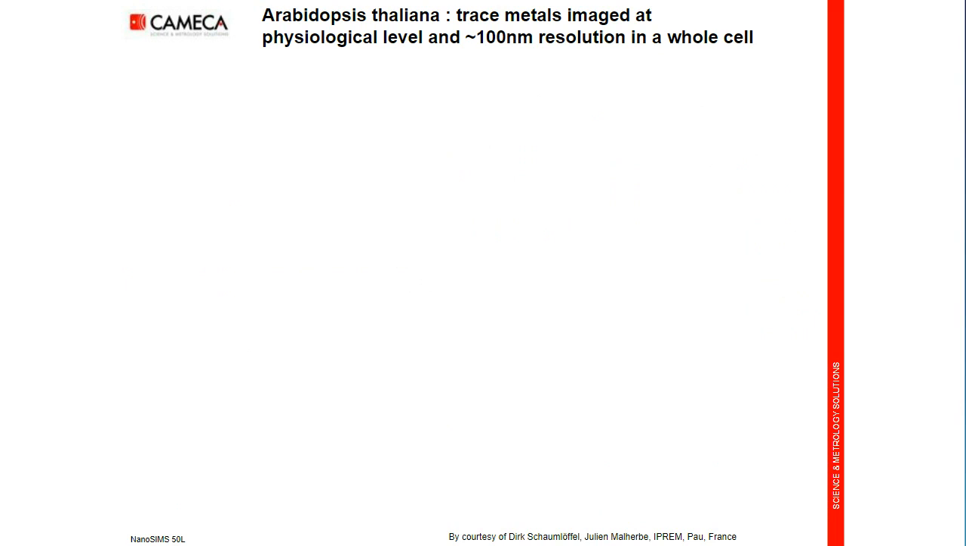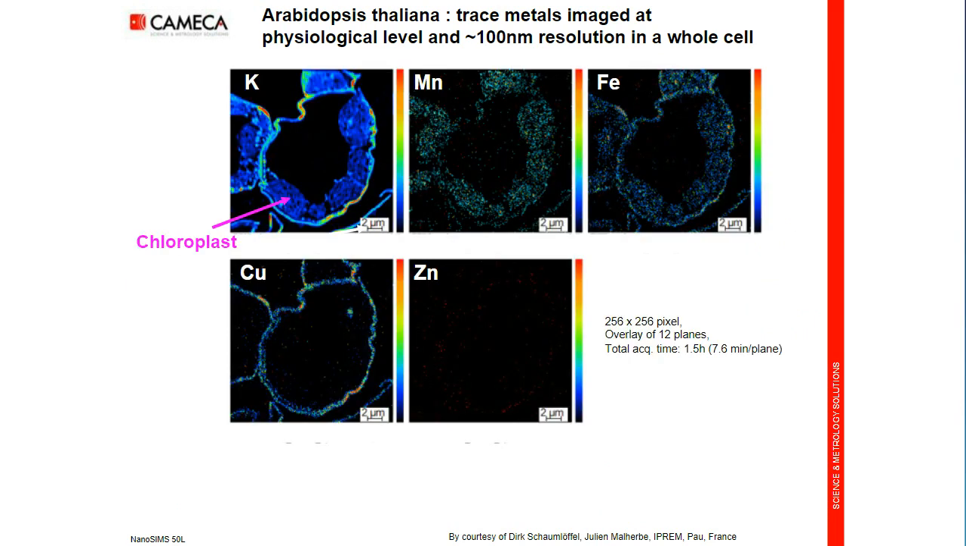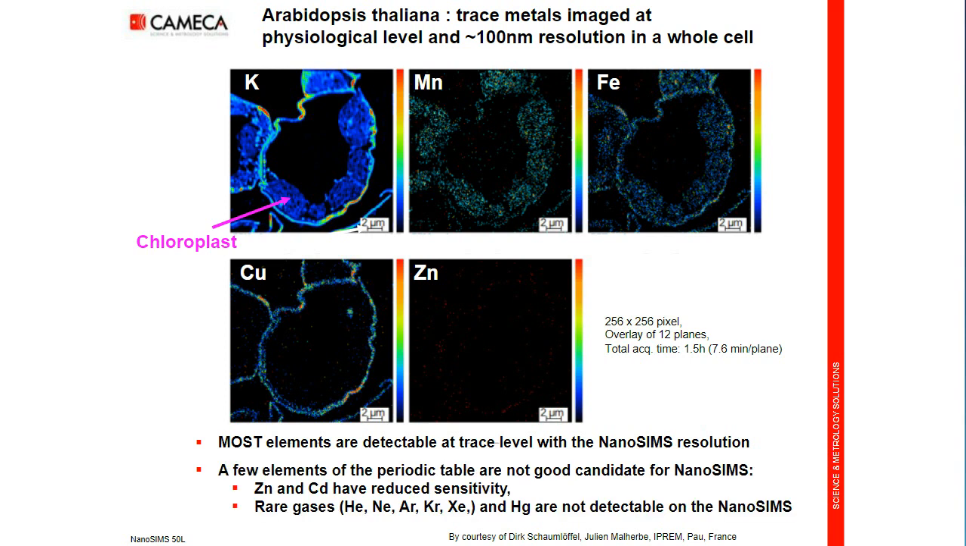The answer is yes. The detection of manganese, iron, and copper is possible at the physiological level in plant cells. And this is true for most metals. This is a characteristic of the NanoSIMS, so good sensitivity together with 100 nanometer resolution, except for a few elements that are not very sensitive in SIMS in general. Zinc and cadmium cannot be detected at ppm level at this spatial resolution. Rare gases are not detectable, and mercury is not detectable in the NanoSIMS.